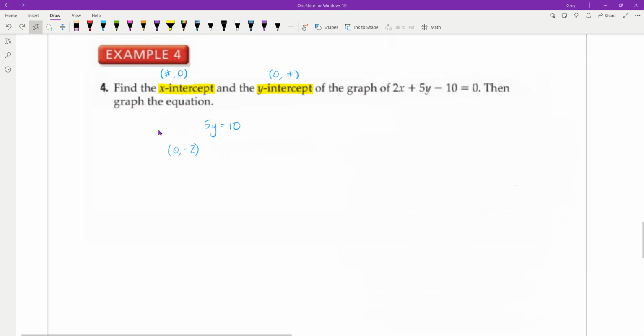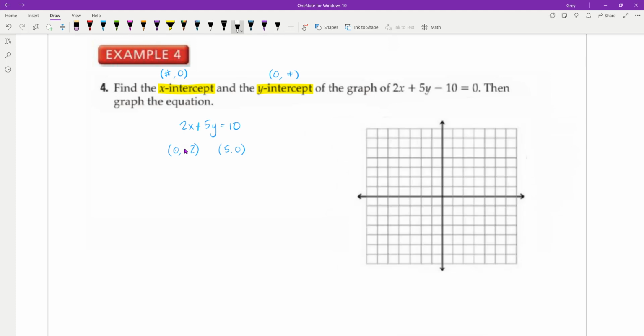Okay, let's finish it up. Sorry. So it is a positive 5, and the answer should not be negative 2. It would be positive 2. So that would be my y-intercept. To find my x-intercept, I'm going to plug in 0 for y. So to plug in 0 for y means I'm going to get rid of all of this. And then when I plug in 0, 2 times what equals 10? And of course that answer is 5.